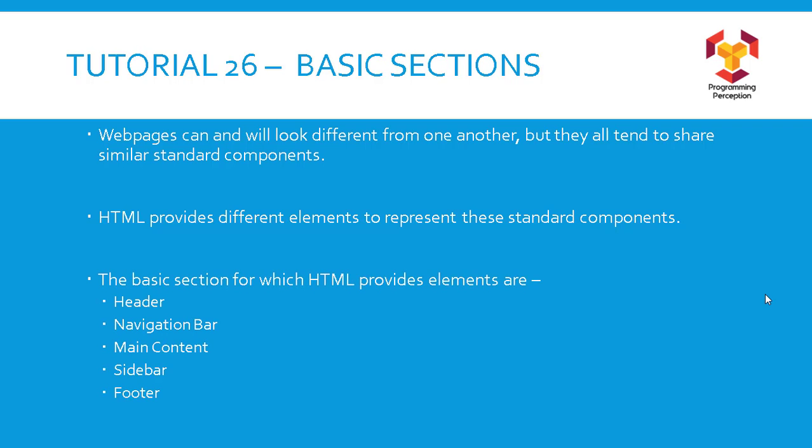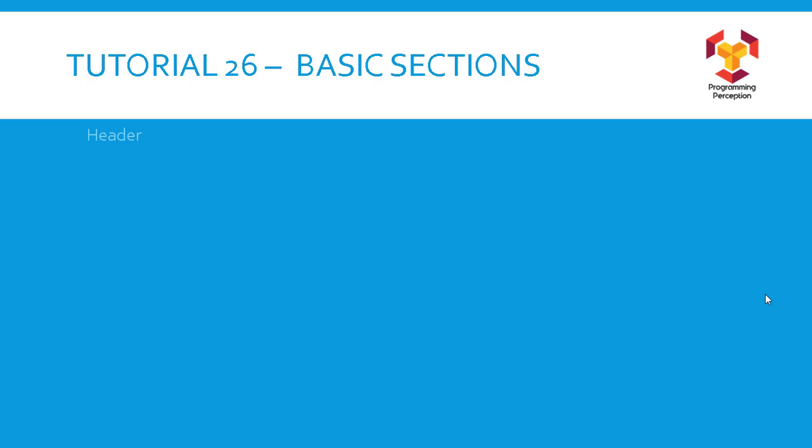Now the basic sections for which HTML provides elements are header, navigation bar, main content, sidebar, and footer. There are a few sections like section and article which I have not included in the list, but they are also part of basic sections and HTML provides elements for them as well. Now let's talk about these different sections.